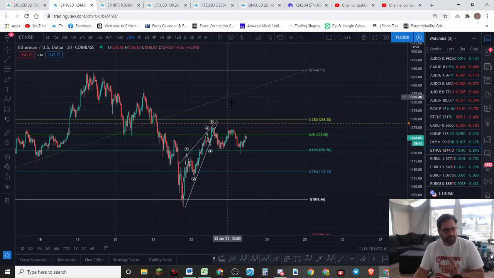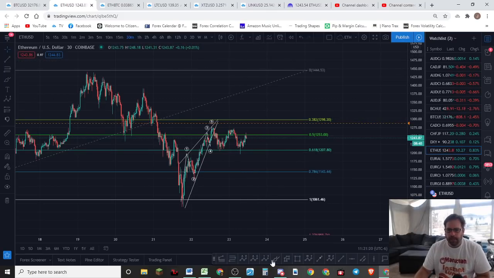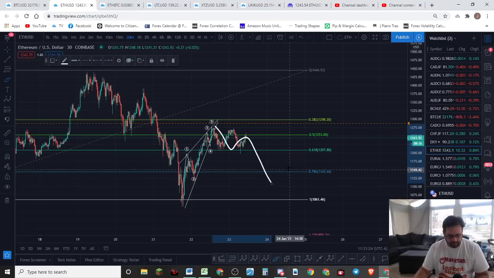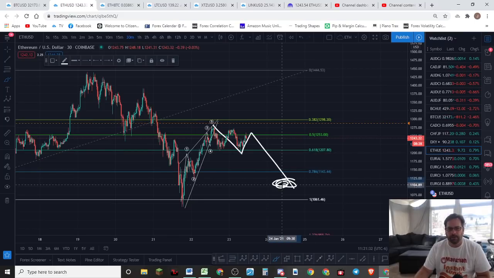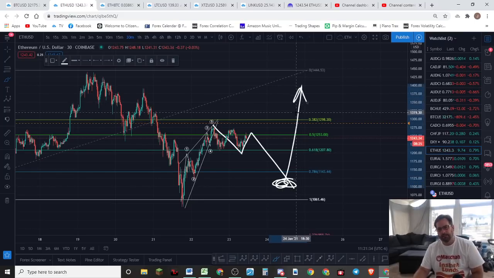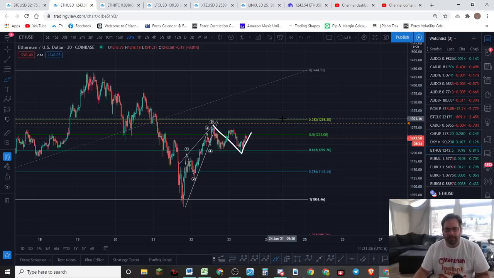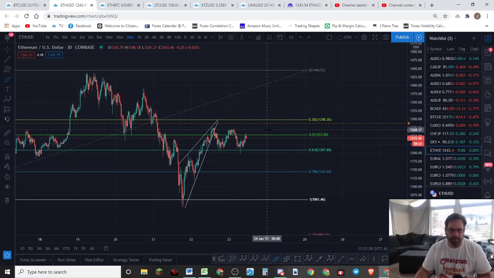Okay, that's a possibility. Possibility number 2 is that we might not be finished with this 3-wave move, that it becomes a little bit more complex. We already have one 3-wave. We're getting one more, and now we're going to get one more down like that, and it gets complex. We'll look for our entry somewhere down here and look up to the upside after that. That's the bullish counts.